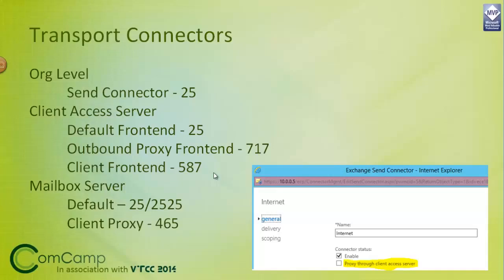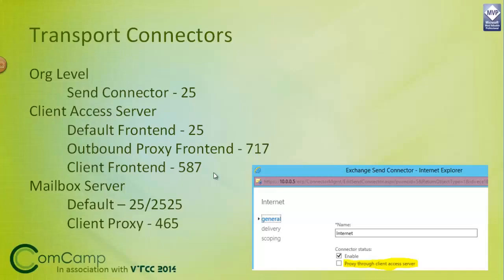All right, we need to create a send connector to send emails outside the organization. It does not come created. This is an organization-level connector, which can add mailbox role servers in the source servers unless we check the checkbox proxy through client access server. You can see on the screenshot I have taken from a send connector, if you check this checkbox, you can add the client access server in the source server of the send connector. If you check the checkbox, the mailbox server will forward the email to the client access server on the outbound proxy front end connector. This connector operates on port 717.